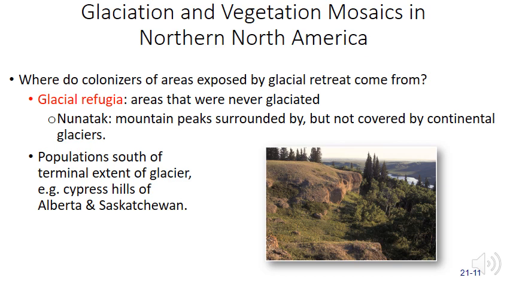And the answer is they come from either glacial refugia, areas that were never glaciated. A good example of this in Canada would be a nunatak. These are mountain peaks that were surrounded by but not covered by these glaciers. The other place that these plants could come from is populations south of the terminal extent of the glaciers, for example, the Cypress Hills of Alberta or Saskatchewan.